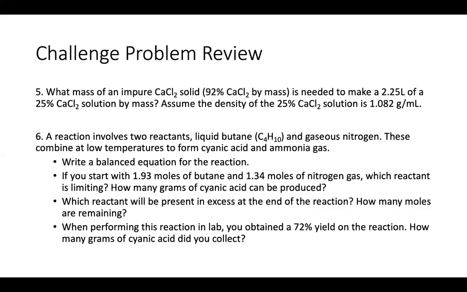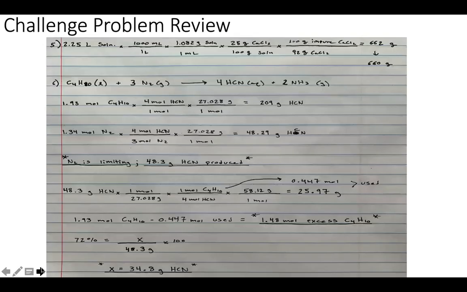And then in the second question part under number 6, it said 1.93 moles of ethane. Here it is edited to 1.93 moles of butane. That's what it should have been. So again, I apologize for those mistakes. But number 6 is your classic limiting reactant problem.